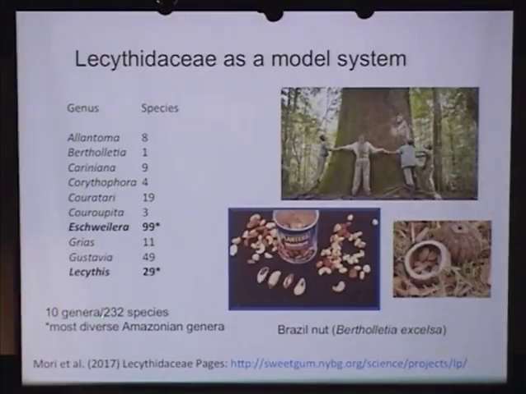There are about 10 genera in the Neotropical Lecythidaceae, 232 species. It contains the most abundant genus of trees in the Amazon basin, which is Eschweilera, and it's about the third most abundant family in the Amazon basin in terms of tree numbers.